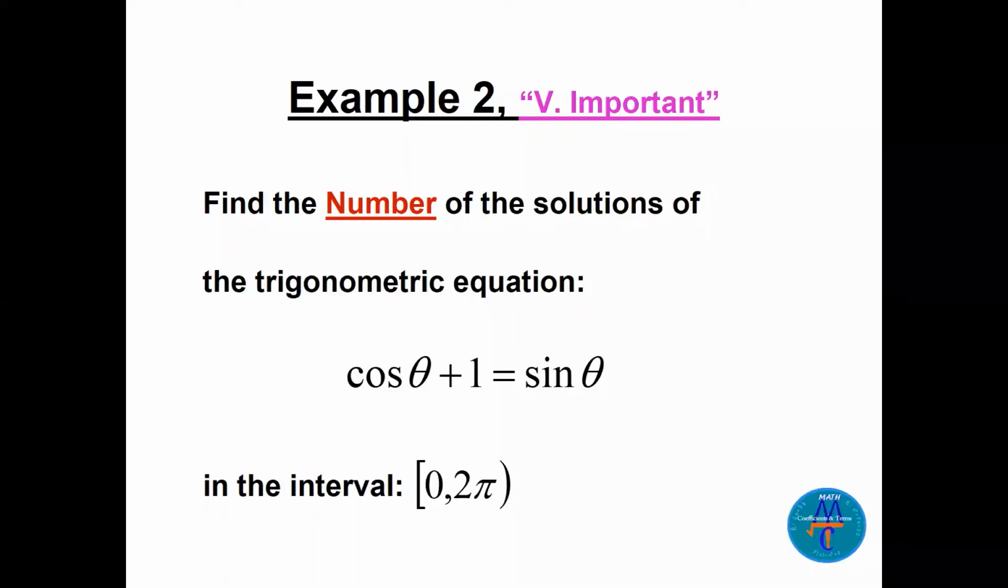Now let's look at example 2, which is very important. In the next slide, I will tell you why it's very important. Let's find the number of the solutions of the trigonometric equation cosine of theta plus 1 equals sine of theta in the interval 0 to 2 pi. So we have to look for all the angles theta that will satisfy this equation in this interval.